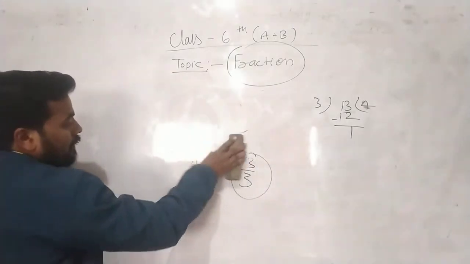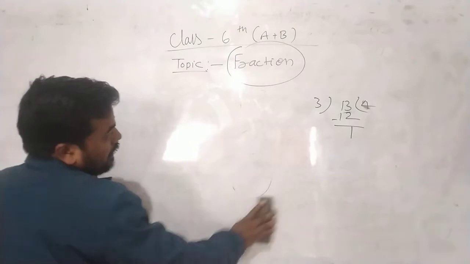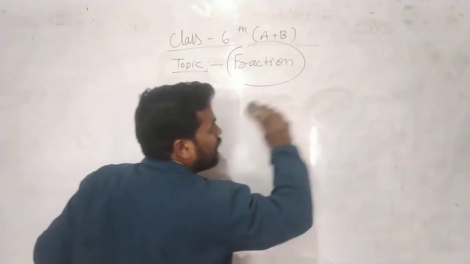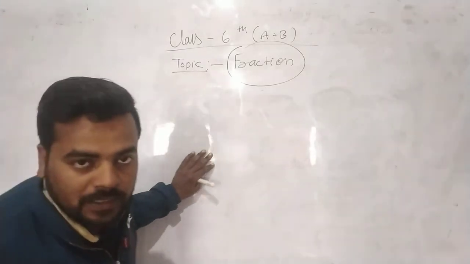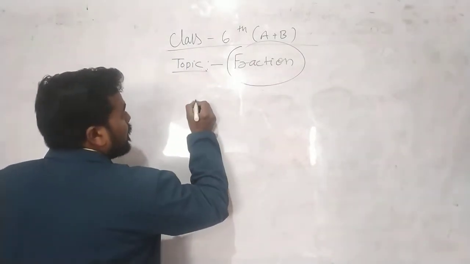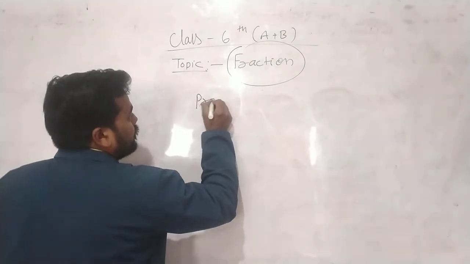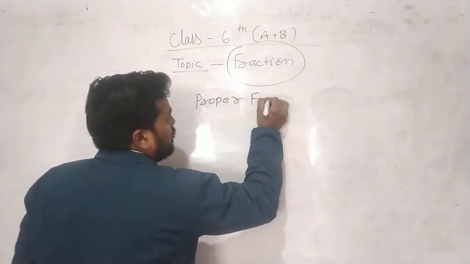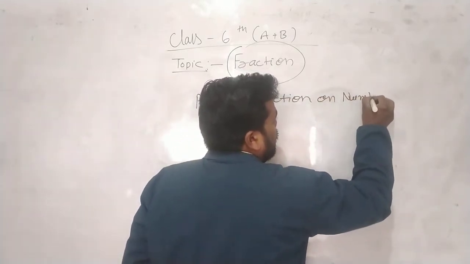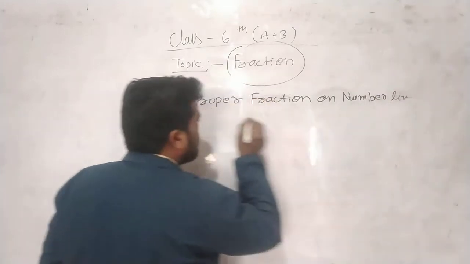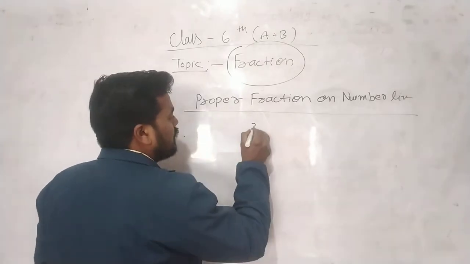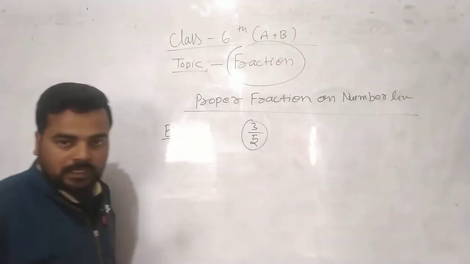And you know that fraction has two types. Okay, like fraction and unlike fraction. So every type of fraction you will represent on the number line: like fraction, unlike fraction, proper fraction, improper fraction. So first we discuss proper fraction on number line. So let's take an example. Suppose that you want to represent 3 upon 5 on a number line.